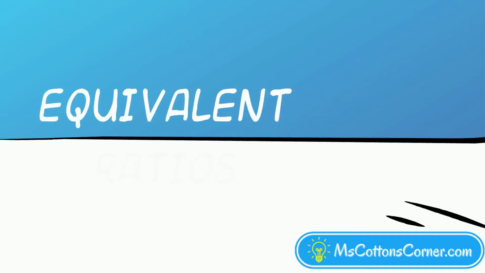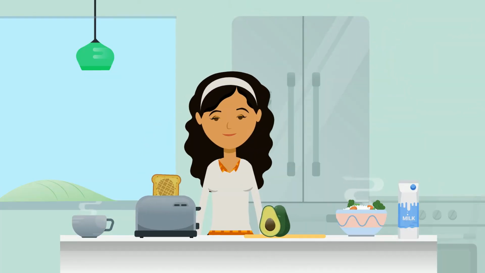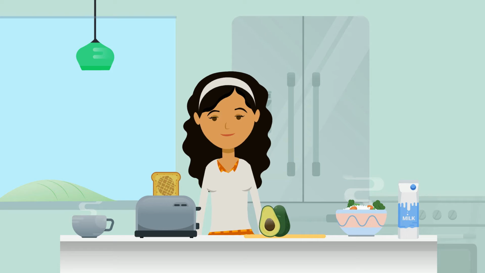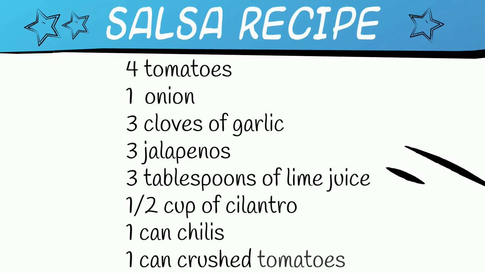Today we're going to learn how to use equivalent ratios to change a recipe. Margarita is going to make salsa for a few of her friends. The recipe makes 5 cups.